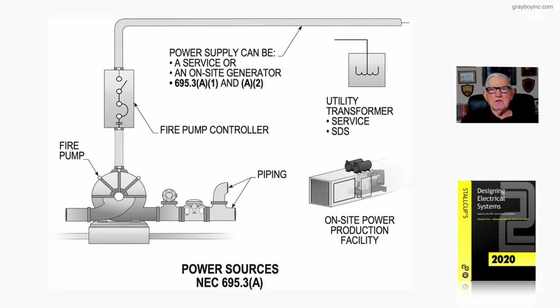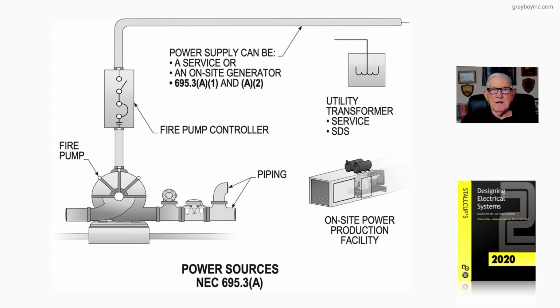So in the illustration, we see the utility power coming in, and then we see a utility transformer, a service, a separately derived system that may be involved. We see an on-site power production generator that could be used in accordance with Article 645. Some of the rules are listed there. Article 700, 701, 702, after you classify the generator.